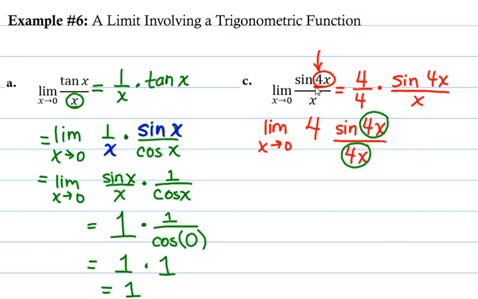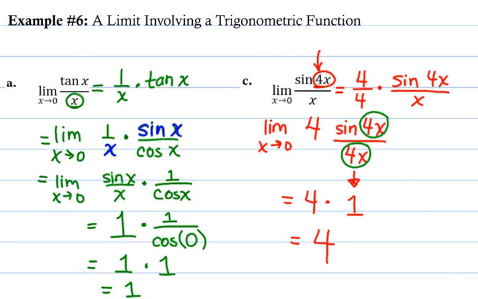So this whole thing is going to equal 1, and then times 4. So the limit is 4. The shortcut would have been to just look at the number in front of x and say, oh, the limit is 4. But you have to know why, and this is why.